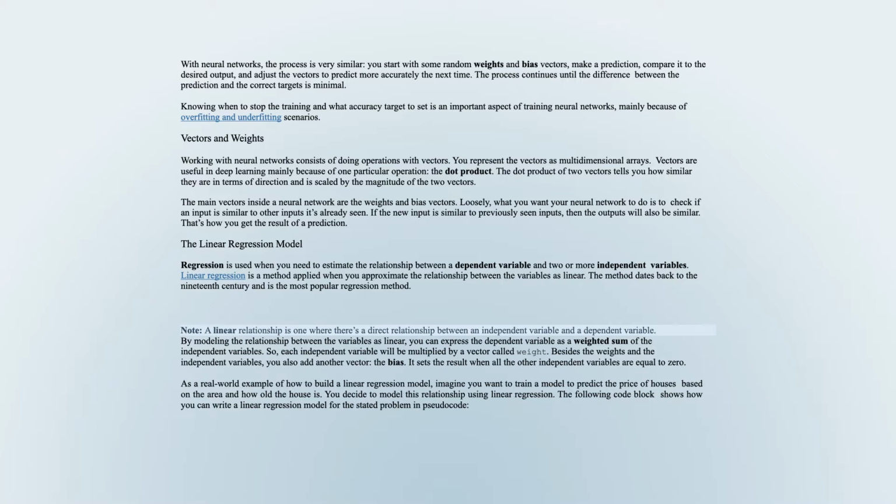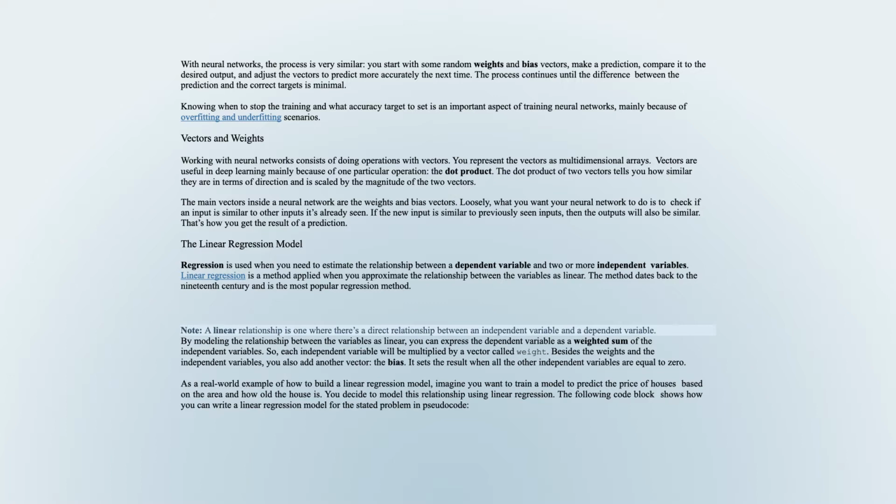The linear regression model. Regression is used when you need to estimate the relationship between a dependent variable and 2 or more independent variables. Linear regression is a method applied when you approximate the relationship between the variables as linear. The method dates back to the 19th century and is the most popular regression method. Note, a linear relationship is one where there's a direct relationship between an independent variable and a dependent variable.